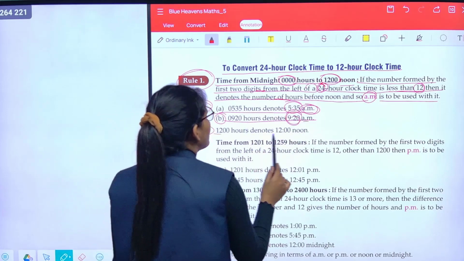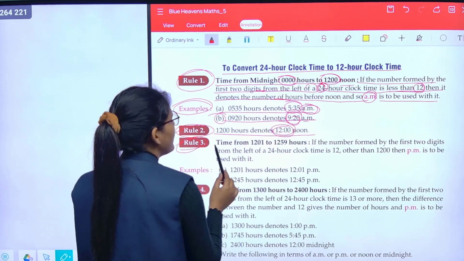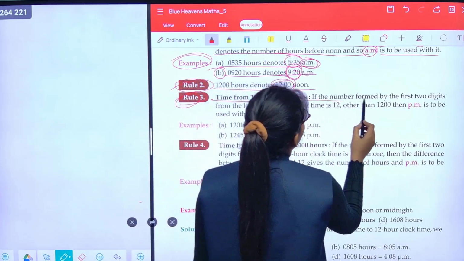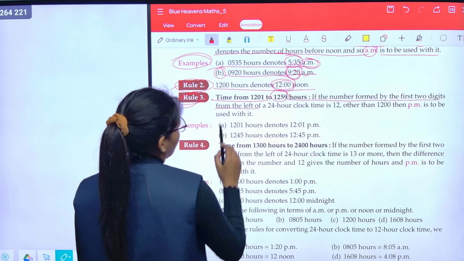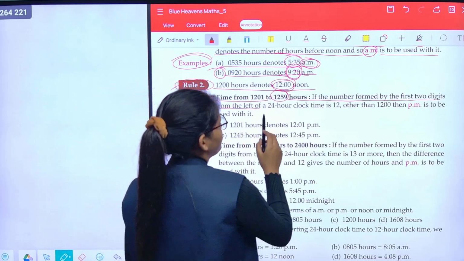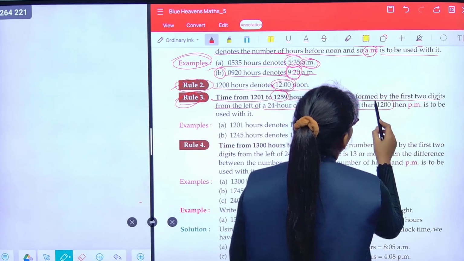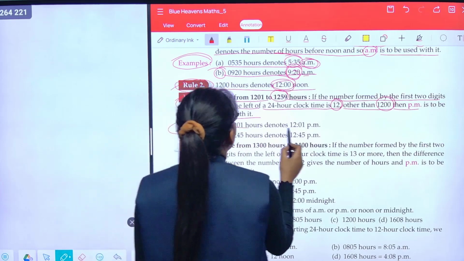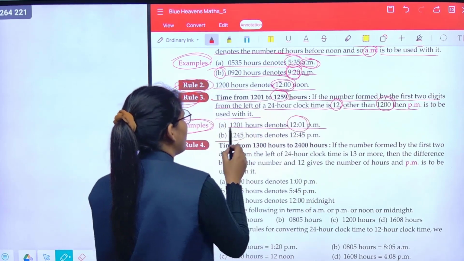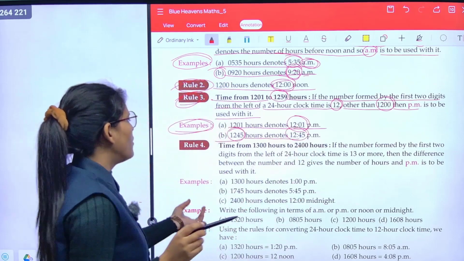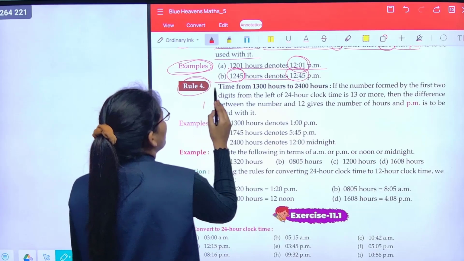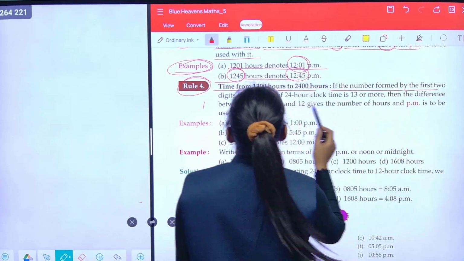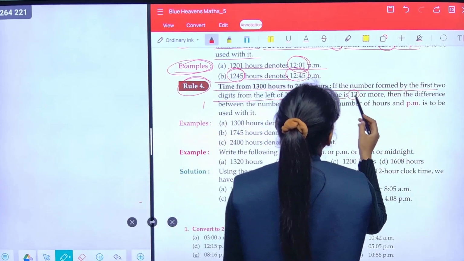Rule number 2: 12 hours denotes 12 noon. Rule number 3: time from 12:01 to 12:59 hours. If the number formed by the first two digits from the left of the 24-hour clock time is 12, other than 12 then PM is to be used with it. Examples: 12:01 hours denotes 12:01 PM, 12:45 denotes 12:45 PM. Okay. Now rule number 4: time from 13 hours to 2400 hours. If the number formed by the first two digits from the left of the 24-hour clock time is 13 or more.